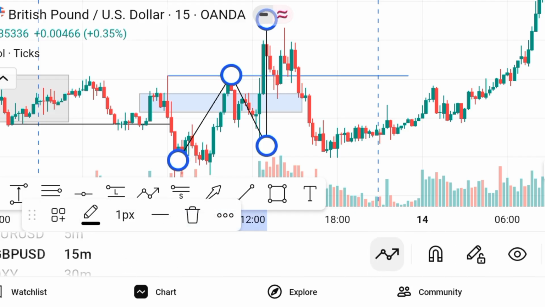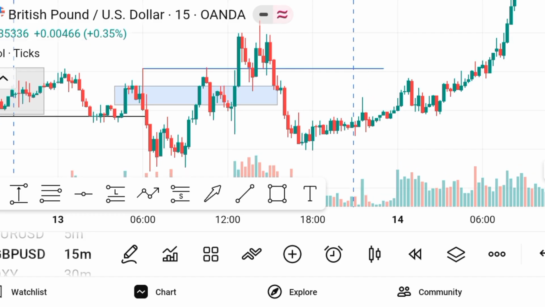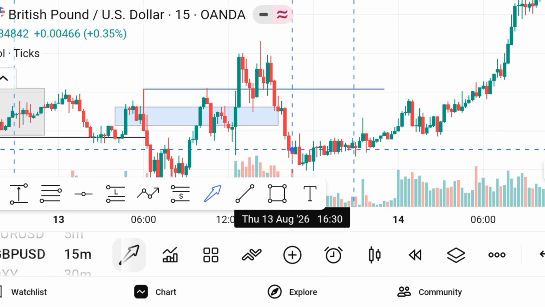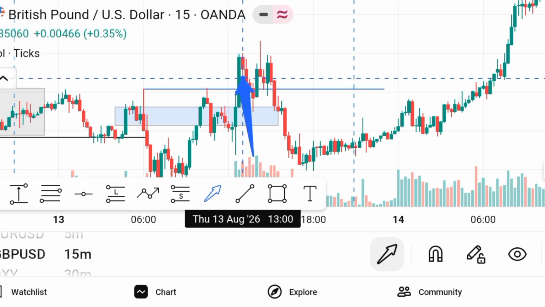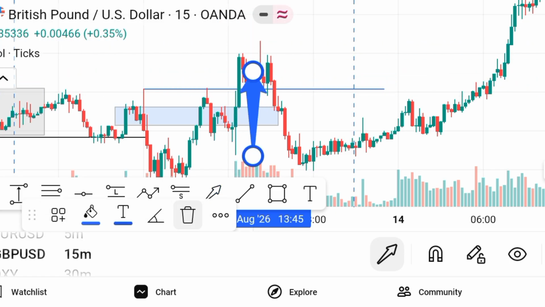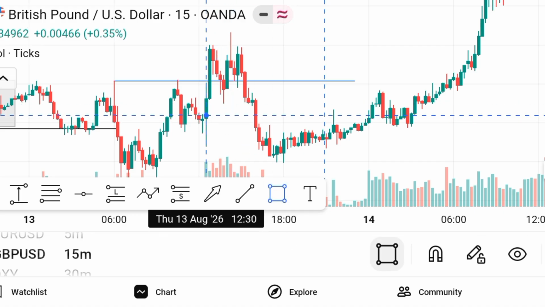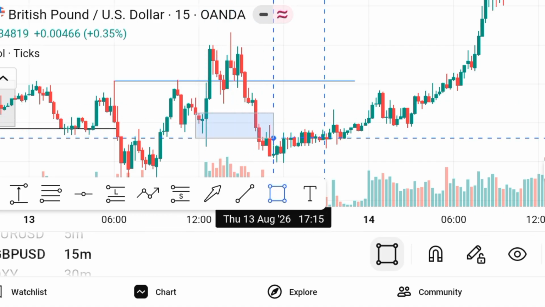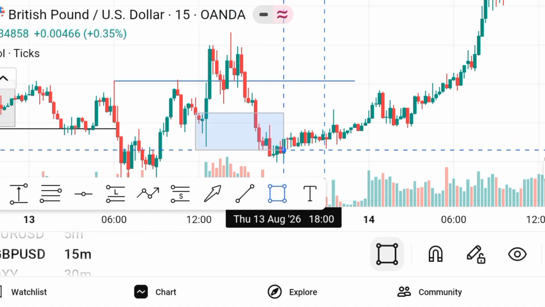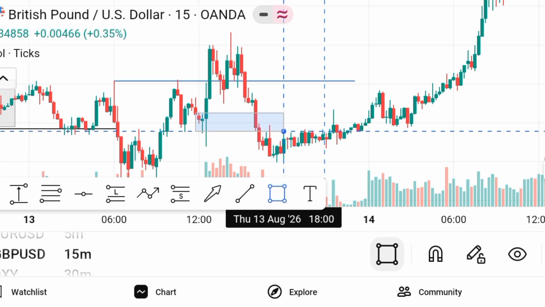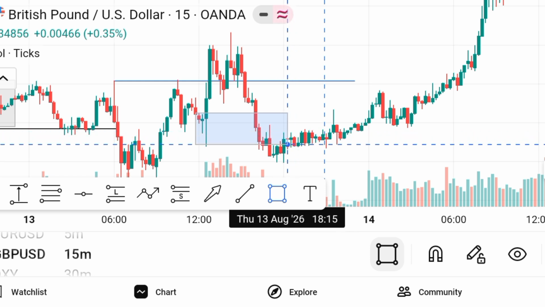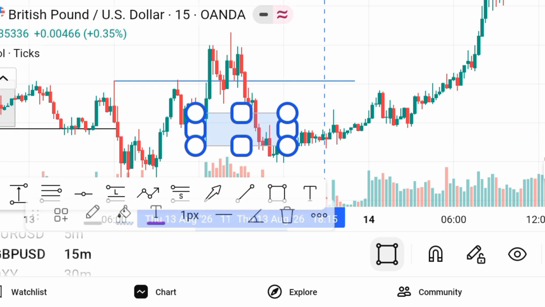Now let me delete this one so that we'll see it clearly. Where is the order block that caused this last change in state of delivery? Where is the order block? This is the order block now. This is it here. So this is the order block that caused the last change of character.